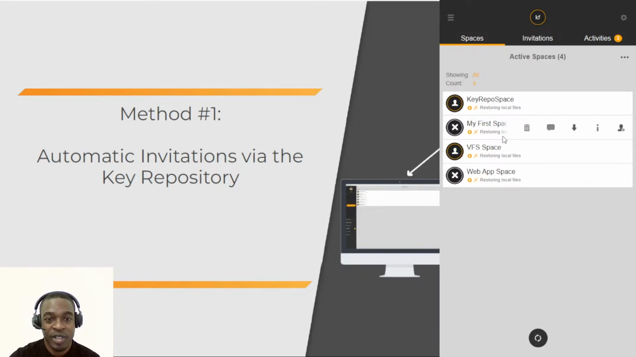Okay, so once we reach the status of restoring local files, that means the space has been joined, and now it's downloading the files, if there are any files in the space. For the first space at the top, key repo space, we see today's date, the time, and a username, which is the owner of the space. In this case, I'm the owner of the space. Once you see this status, that means you have successfully joined the space completely. It doesn't mean that all files have been downloaded. It's still possible that files are currently being downloaded, but now you're active in the space and you're able to make changes in the space.